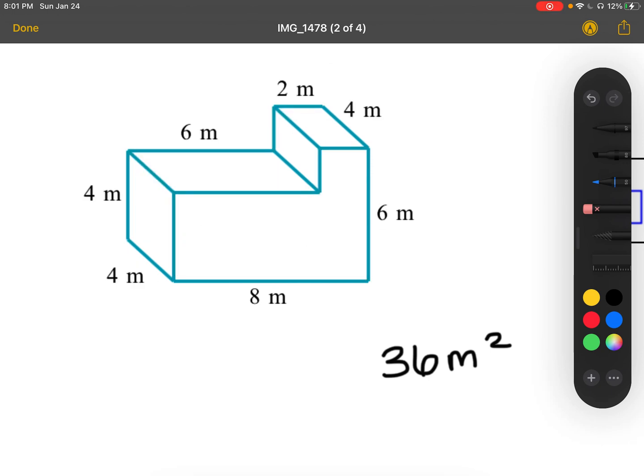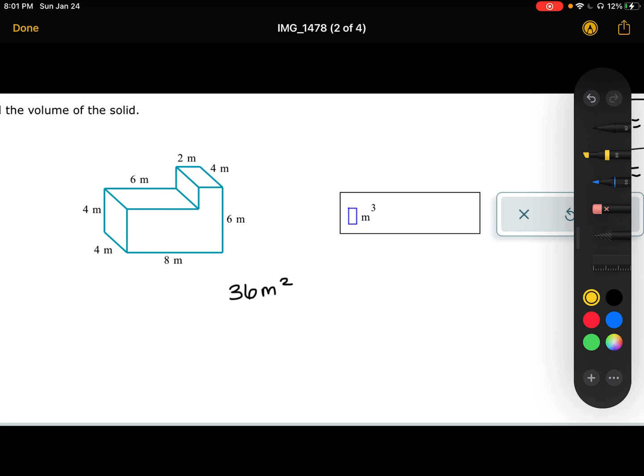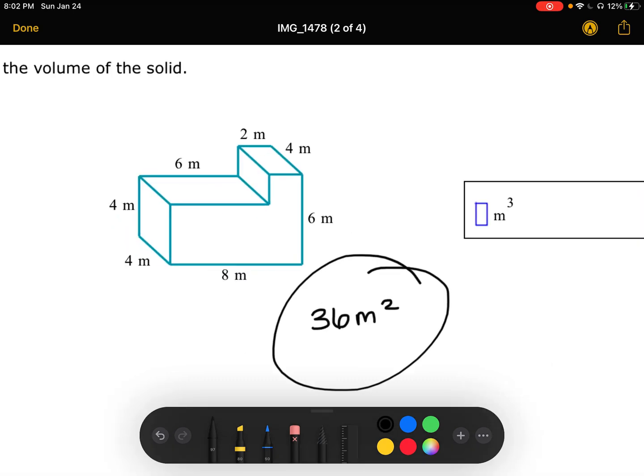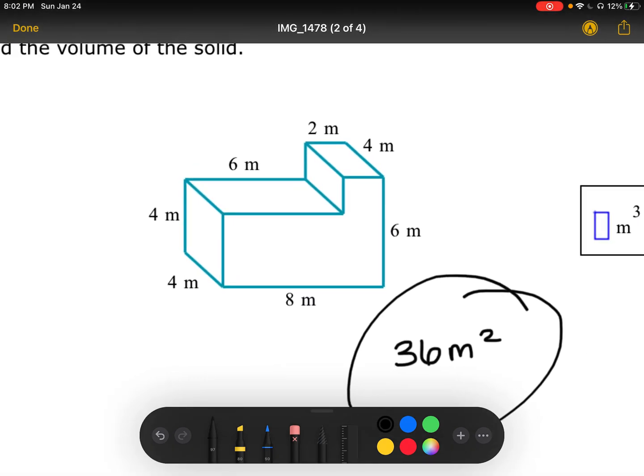So now that we have done that part, I want you guys to look at our formula, right? We said volume equals base times height, which is the area, which we found, times the width. So all we have to do is find the area of the shape and then multiply it by the width. We found the area of the shape. Now you just have to identify what is the width.